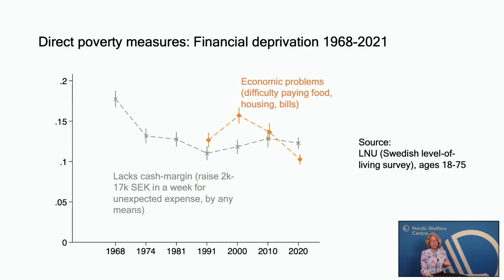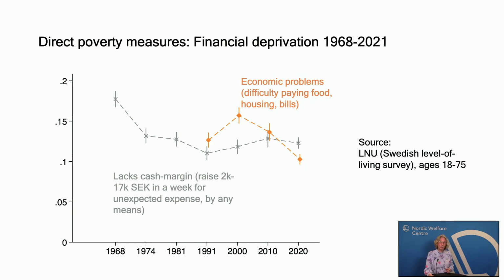And here is another example, financial deprivation. Here we get a historical perspective. The Swedish level of living survey is actually one of the longest running longitudinal surveys in the world. It has been going on from 1968. So you see below in the picture the time axis from 68 to 2020, but it's actually 2021. We were planning to do the survey in 2020, but COVID happened, so it was actually done in 2021.